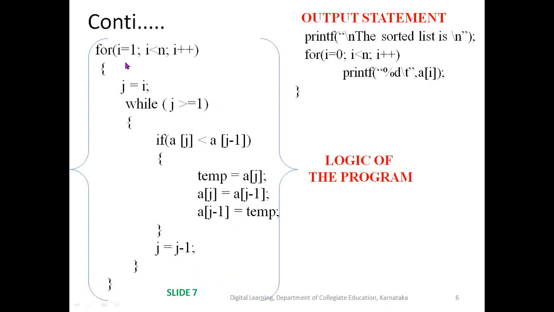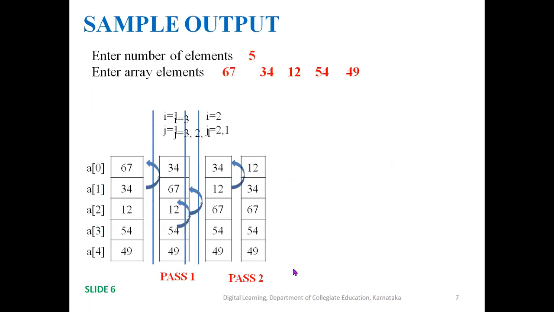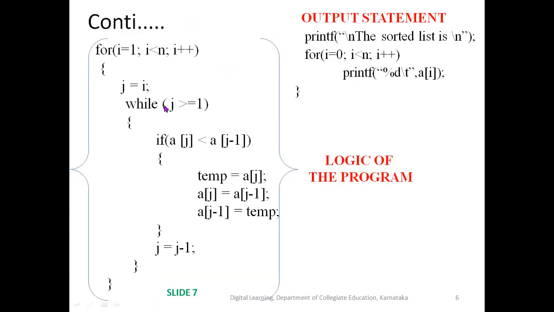When i is 3, again we come inside the for loop. So j starts with the value 3. So when j is 3, we come inside j greater than or equal to 1. So you can observe that here i is equal to 3, j is equal to 3, and that means is j greater than or equal to 1? Yes, j is 3 now, 3 greater than or equal to 1.